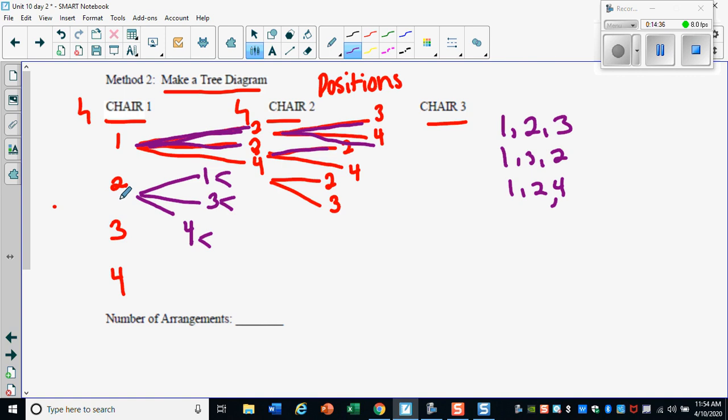Then the same thing's going to happen with person 2 in chair 1. There's going to be 6 all the way at the end. So I have 6 possibilities with person 2 out front, 6 possibilities with person 3 out front, and 6 with person 4 out front. So that gives me a total of 24 possibilities. And in our next portion, we're going to learn about how we can do that another way if you don't like the tree diagrams or writing everything out.